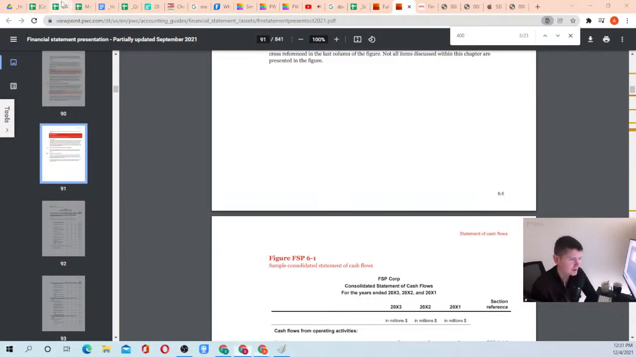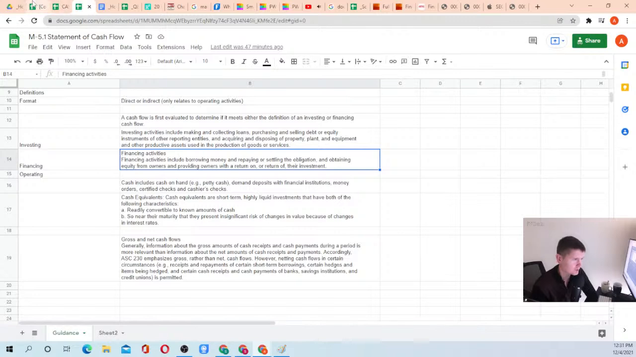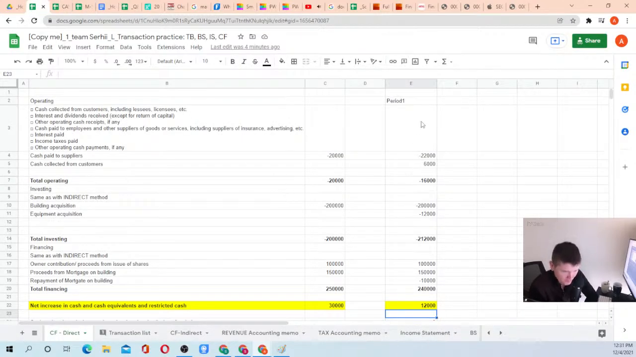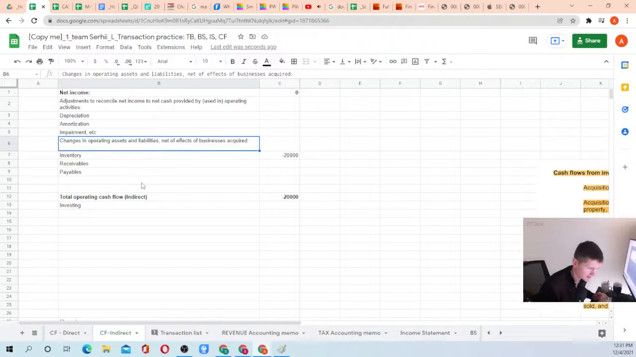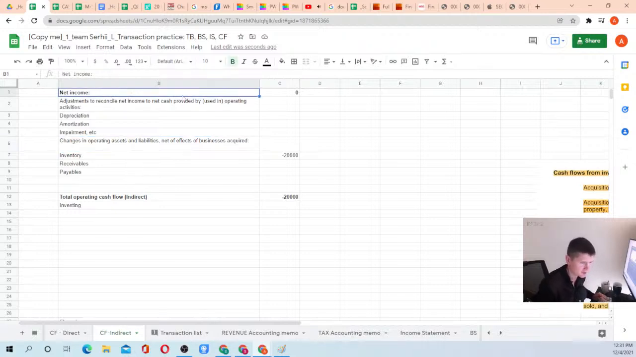Okay, let's go back to our homework. So what do we do now? We arrived at that result and we know that our direct method is correct and that we got some operating cash flow. So now let's try to build our indirect method cash flow. And that would be a bit more complicated. At that point, we start from net income. We always start with net income here.